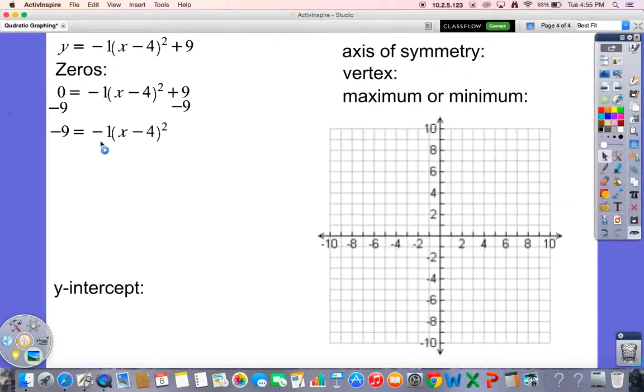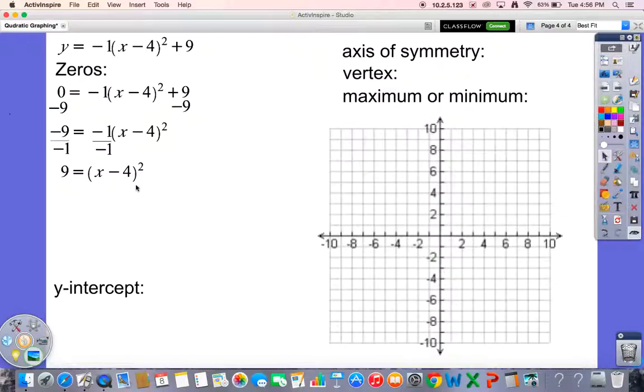I'm going to think again about what would be the last step in the order of operations over here. Well, the very last step over here would be to times by negative 1. So I'm going to undo times by negative 1 by dividing by negative 1. My new equation: 9 equals x minus 4 squared.